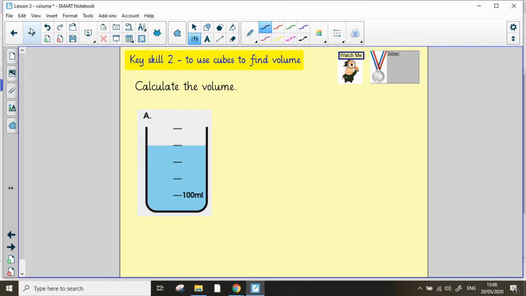Now, we talked earlier about capacity and volume. Here you can see we've got the capacity shown. We want to calculate the volume. I've got increments here of equal amounts. I know this is 100, so we know it's counting in 100s. 2, 3, 400 millilitres or 400 centimetres cubed.